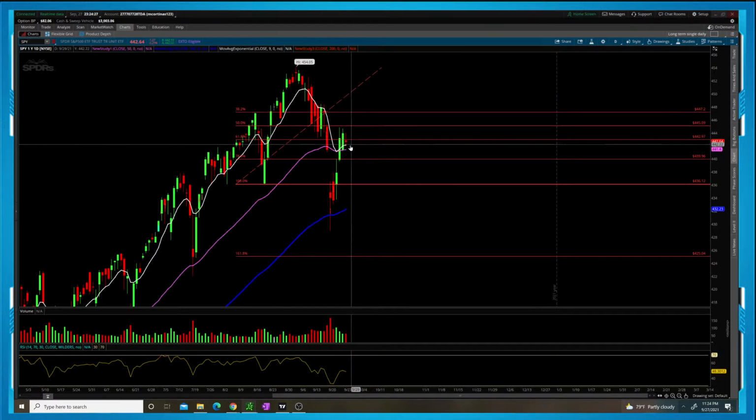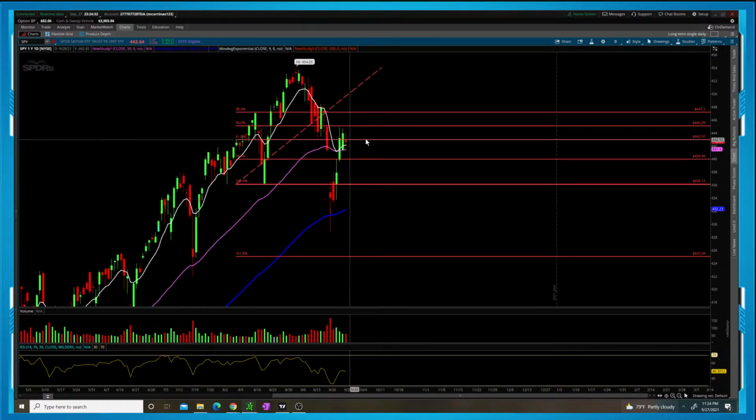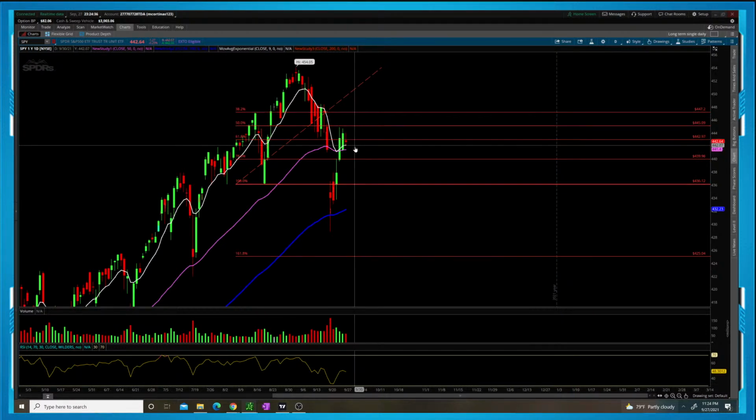So we are above the 9 EMA and the 50 EMA. But if we cannot break above this 443-ish level, then I can expect some downside, at least to test this 50 EMA at 441.37.